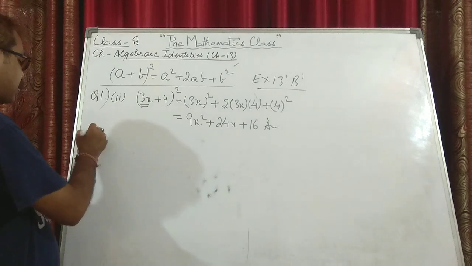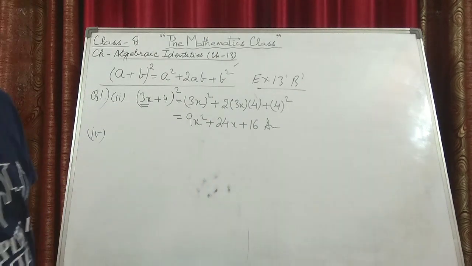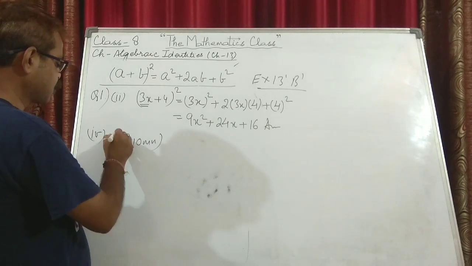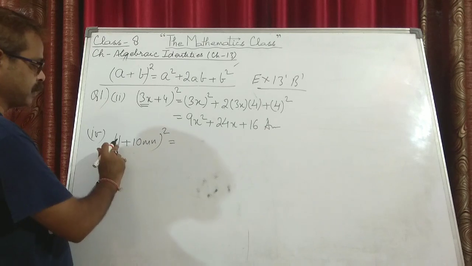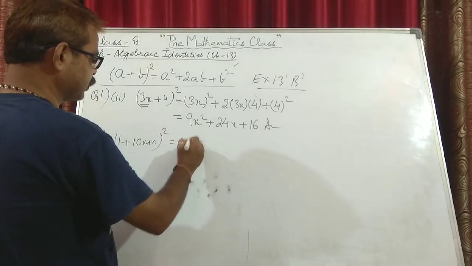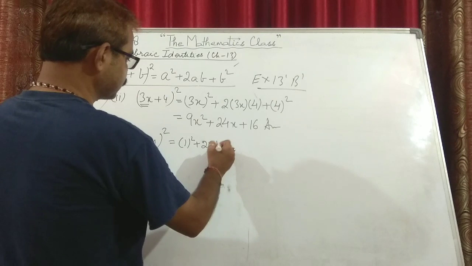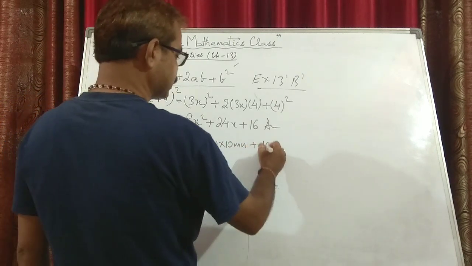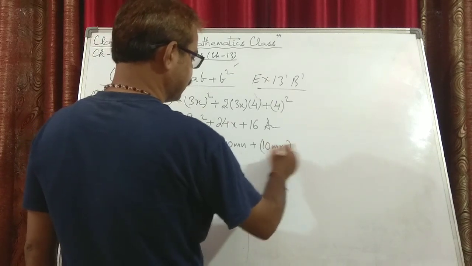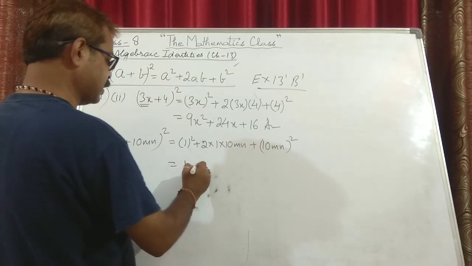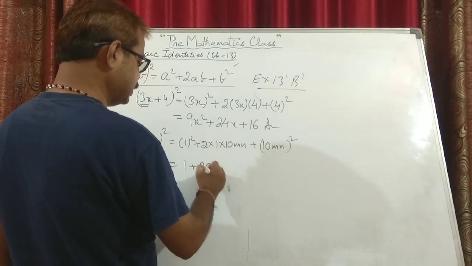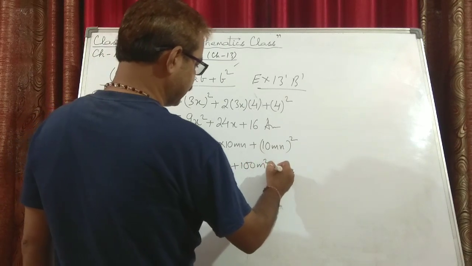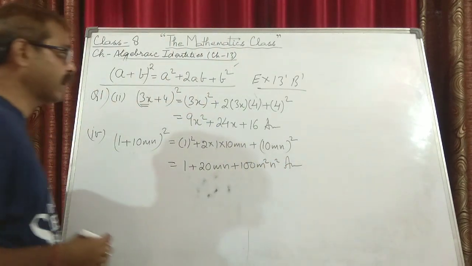Let's take the fourth part of the first question. That is 1 plus 10 mn whole square. Again this is a square of a binomial. So first term is 1, square of first term plus 2 times of first term into second term, and plus square of the second term, 10 mn whole square. This 1 square is 1, 2 ones are 2, 10s are 20 mn, and 10 tens are 100 m square n square, that is the final value.